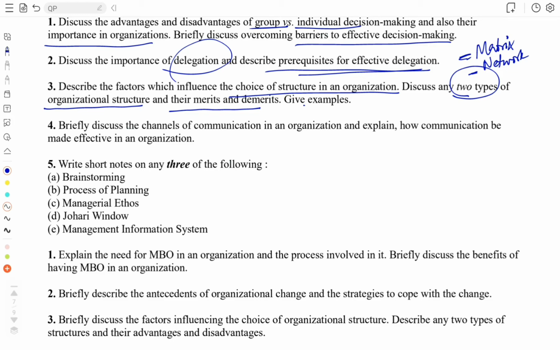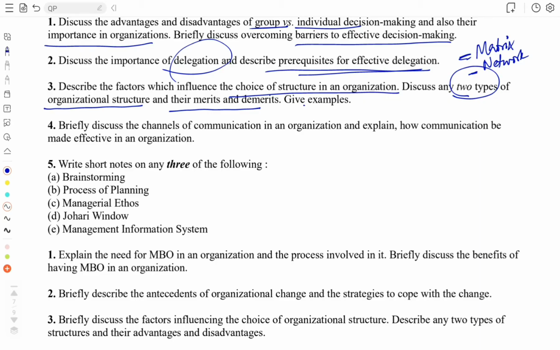Briefly discuss the channels of communication in an organization and explain how communication can be made effective in an organization. So for this question's answer, you can very well borrow it from your MMPC 7. You can write down whatever you understand by the different channels of communication that could be present in an organization, and how we can make communication effective in the organization. Like what are the barriers to organizational communication and how to overcome them. In this question, even though it has come in MMPC 1, you can write whatever you have learned from MMPC 7.